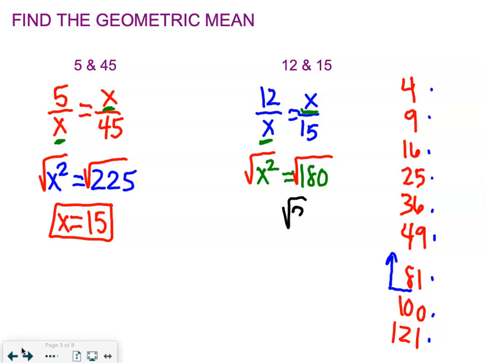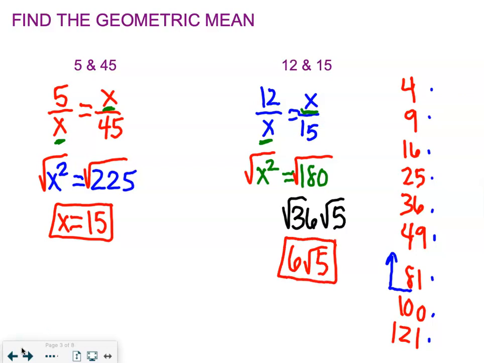So I'm going to have the square root of 36 times the square root of 5, because 5 times 36 is 180, so these are equivalent. And now from here, we just simplify. What's the square root of 36? Well, we know that is 6. The square root of 5 is just the square root of 5. There is no whole number.